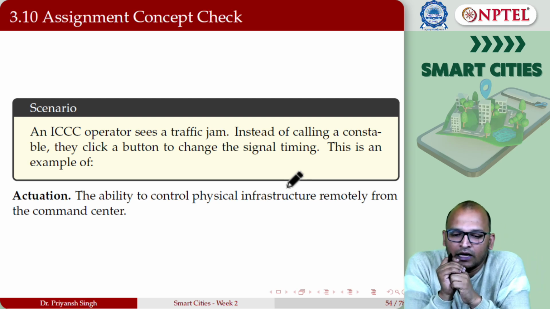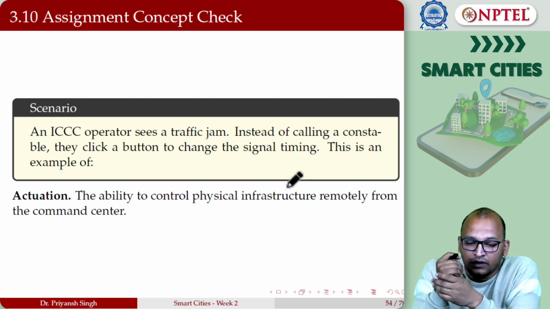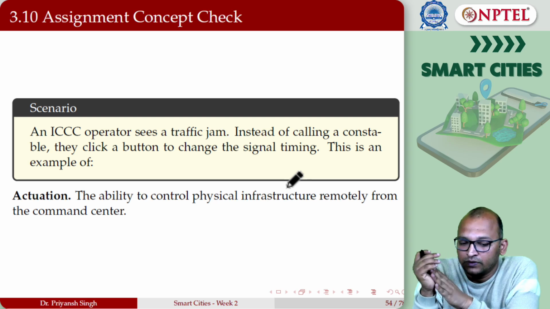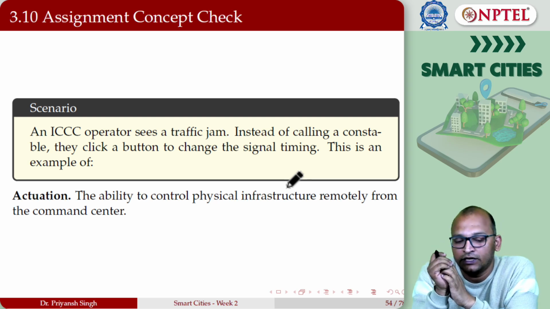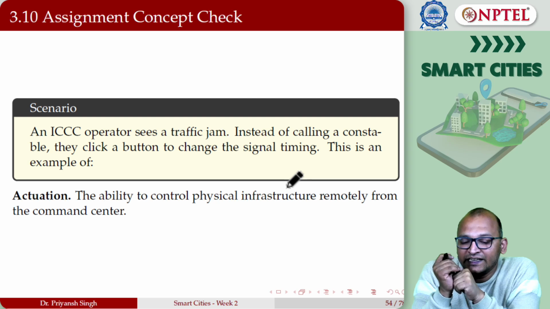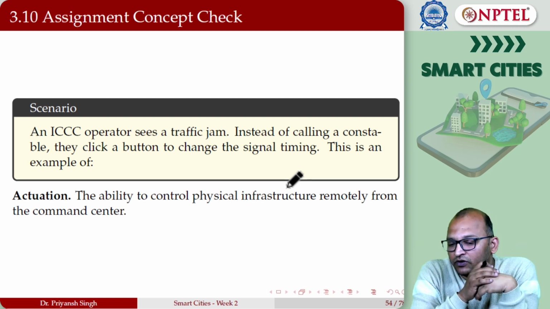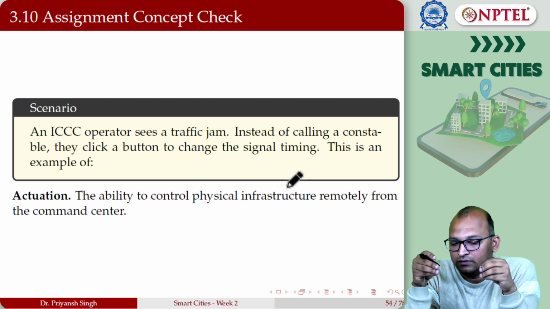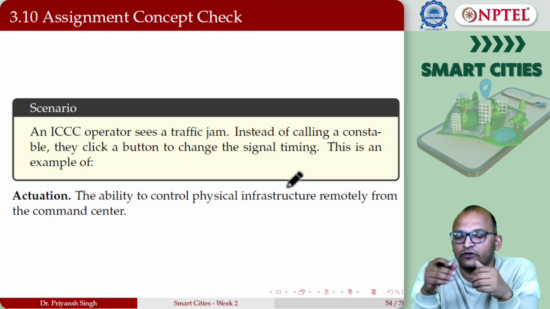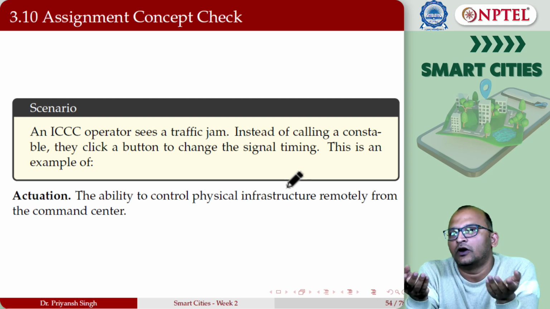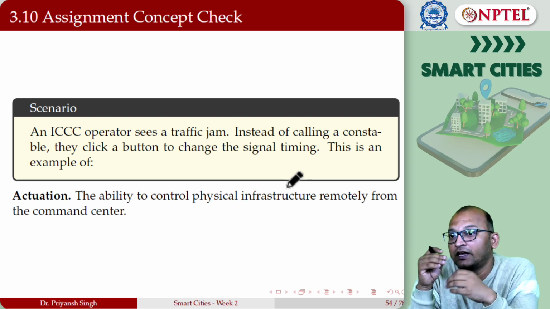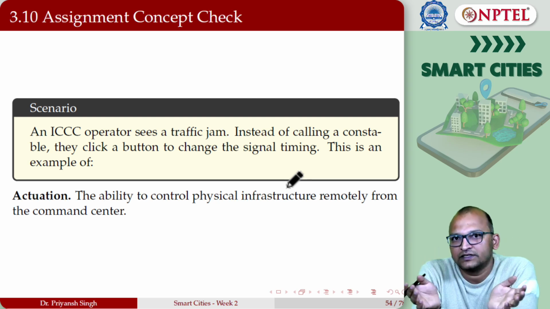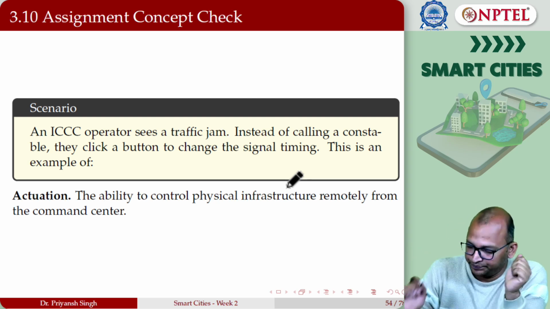Let's look at an example for your assignment. Let's consider a scenario. If there is an integrated command and control center operator and he sees there is a traffic jam, instead of calling a constable, they click a button to change the signal timing. This is an example of the ability to control the physical infrastructure remotely from the command center. So without the participation of any physical element in the system, the remedy can be provided.